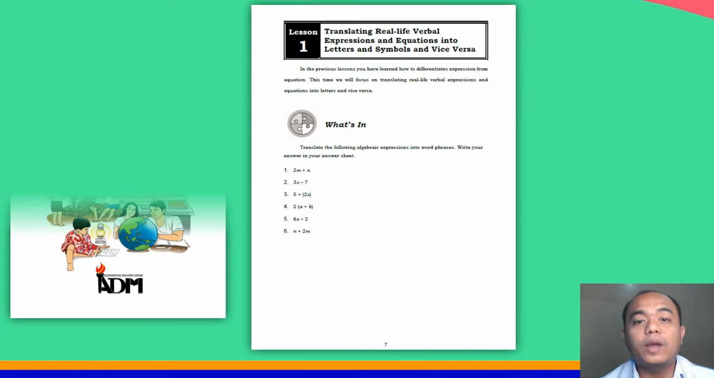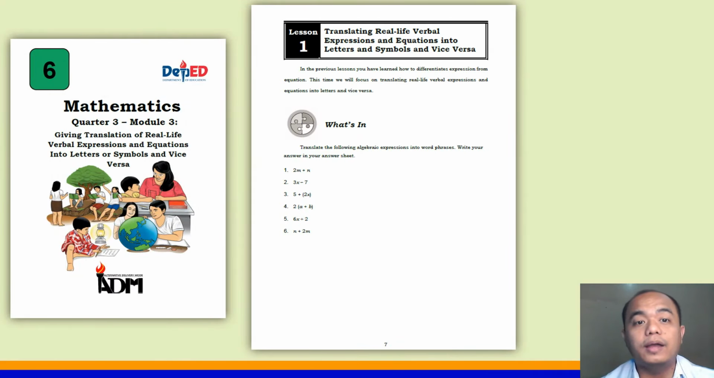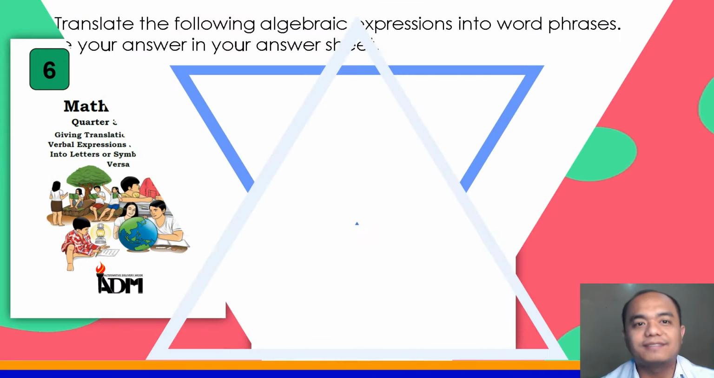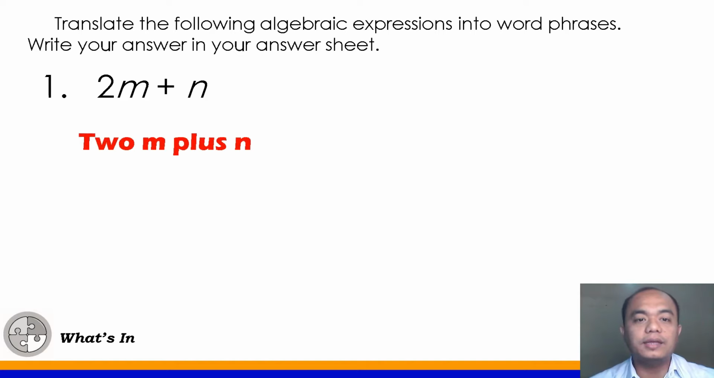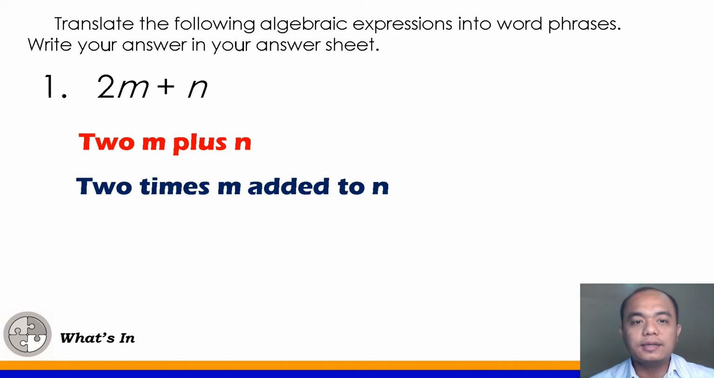Okay, let's answer the What's In part of your Lesson 1 for Module 3. The directions, translate the following algebraic expressions into word phrases. Let's have this number. How do you translate that into word phrase? Correct. It's 2m plus n. Pwede rin isulat na 2 times m added to n.